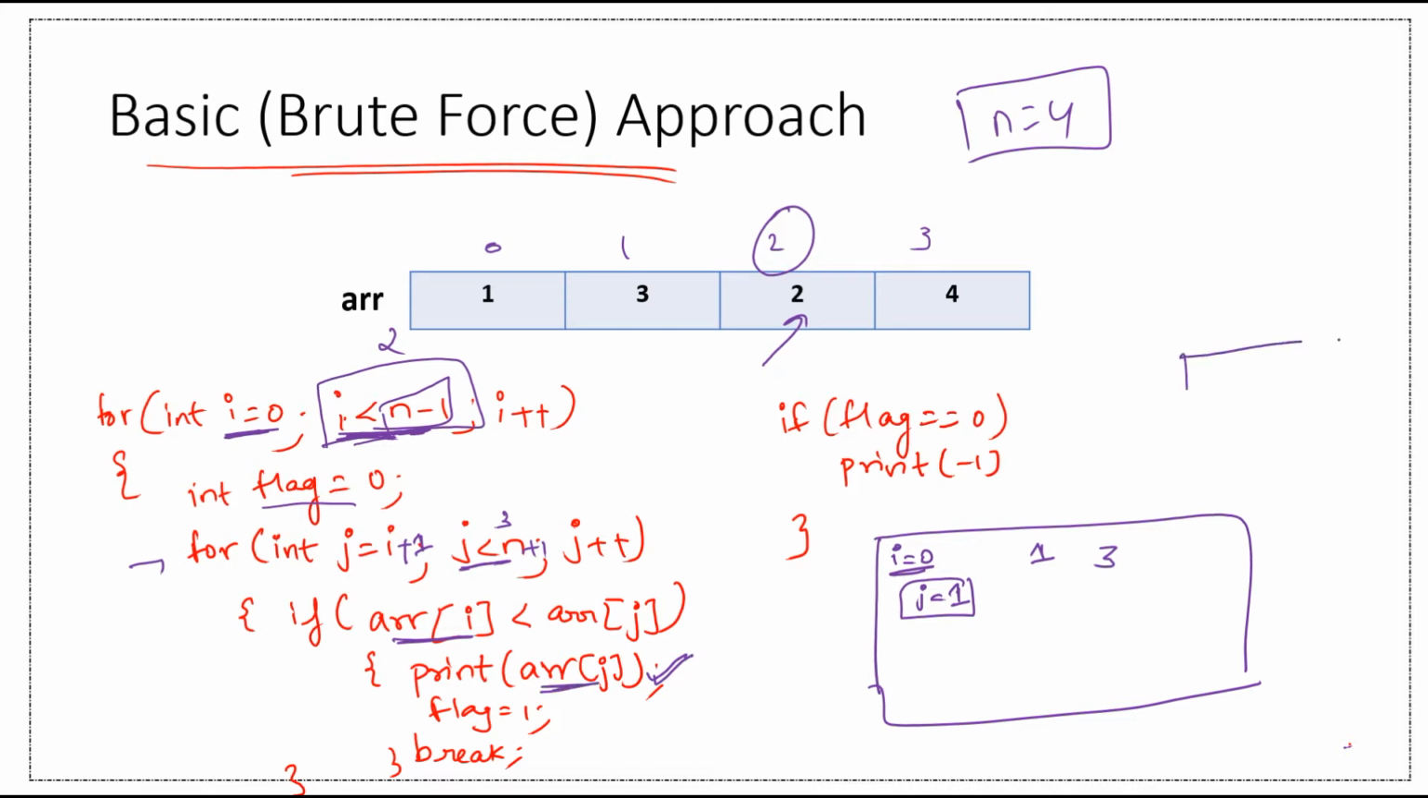So this is my output. So here I am printing 3. Now what I am doing, I am changing flag's value to 1 and coming out of this second loop. And after this loop, I am checking if flag value is 0. If it is so, then print minus 1.